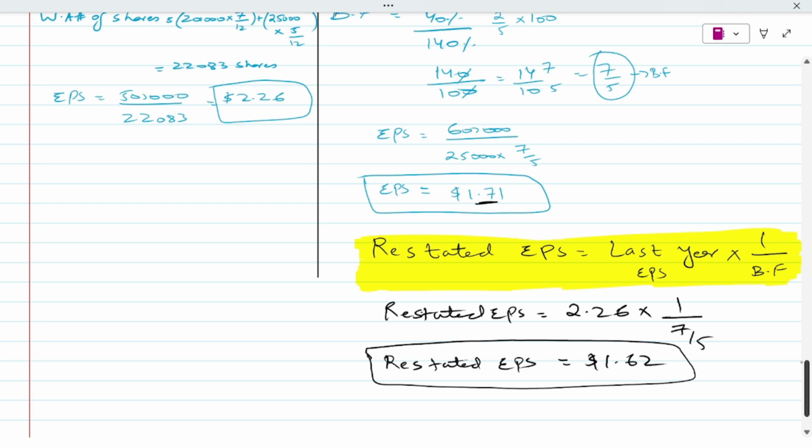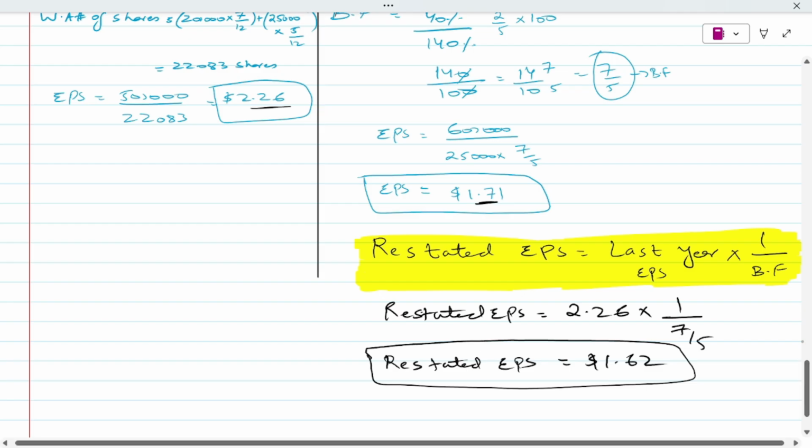So if I remove, no, I should not say remove. I should say that if I add the effect of the bonus issue to the last year EPS, this is what my restated EPS is going to look like. And now you can compare this restated EPS of the previous year with this year, and you can see this is the actual performance of the company, that the EPS is increasing. Okay, so you see, this is the concept of restated EPS.